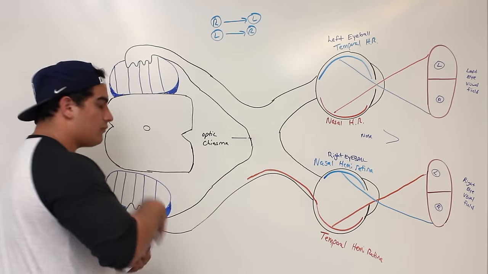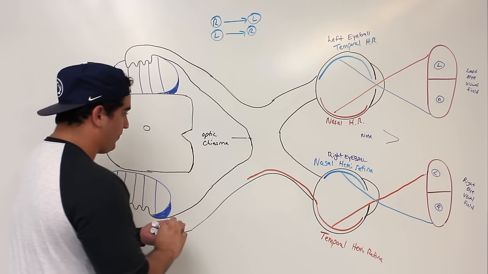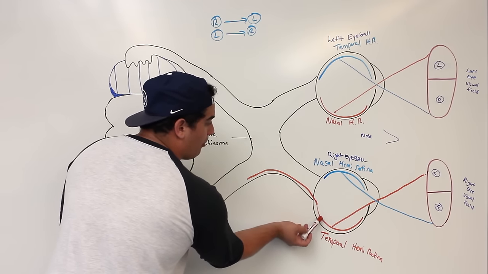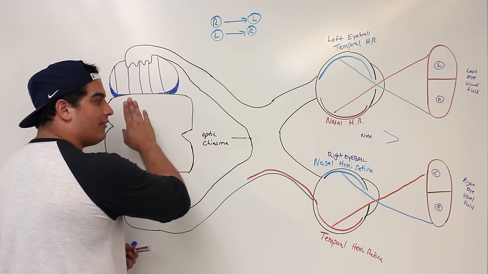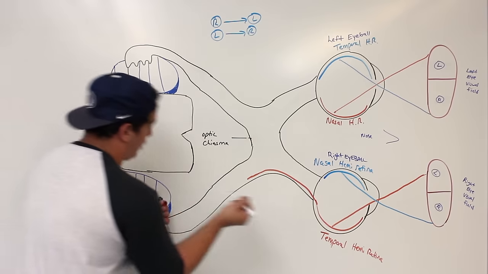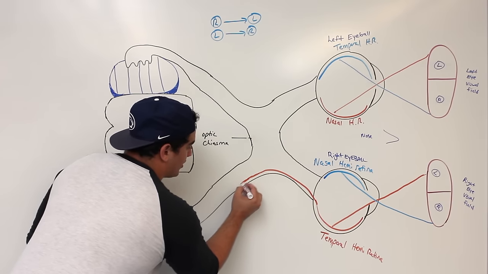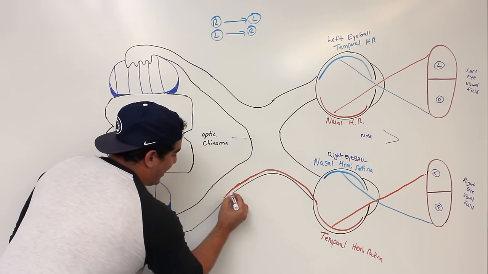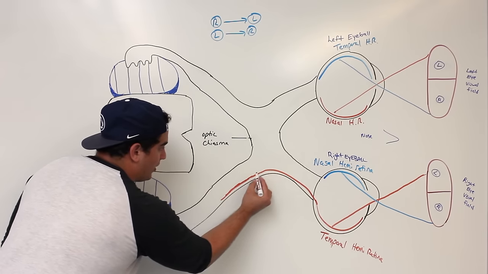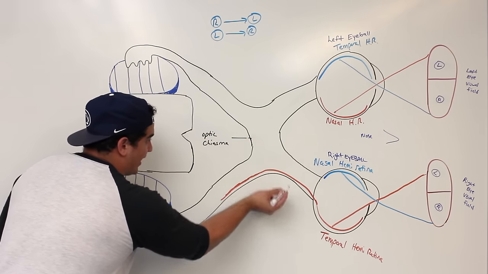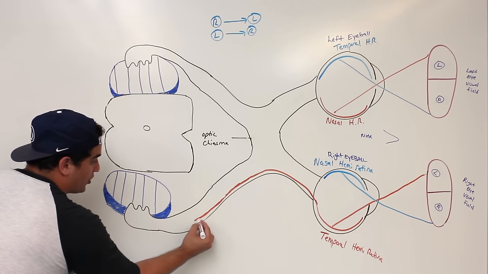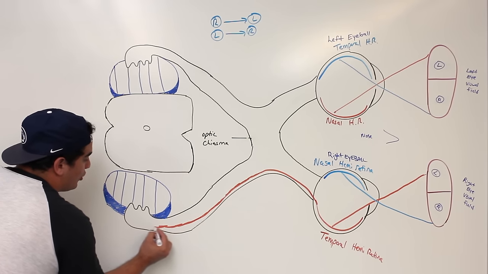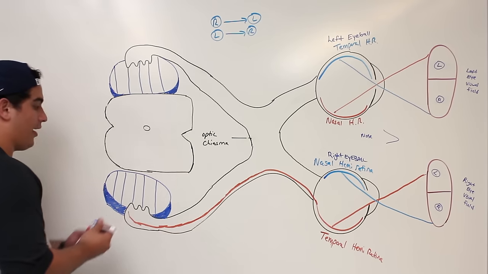Okay. Now, what happens here? The fibers from the temporal hemiretina, which is receiving it from the left visual field, we said anything from the left visual field will go to the right. Okay. So this is going to cross. I mean, it's not going to cross, it's going to stay on the same side. So it's going to come down the right optic nerve where the optic chiasma is. It's not going to cross, it's going to stay on the same side, and it's going to move down this structure right here, which is called the optic tract. And we're going to stop right there, okay?